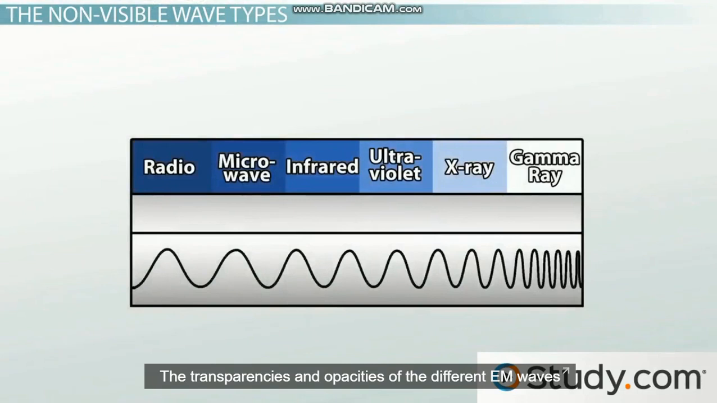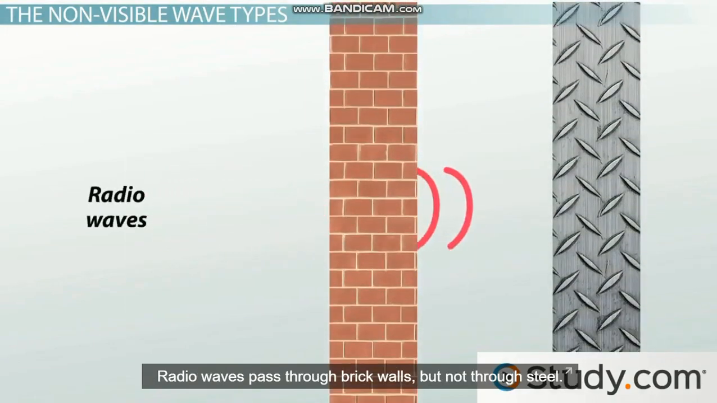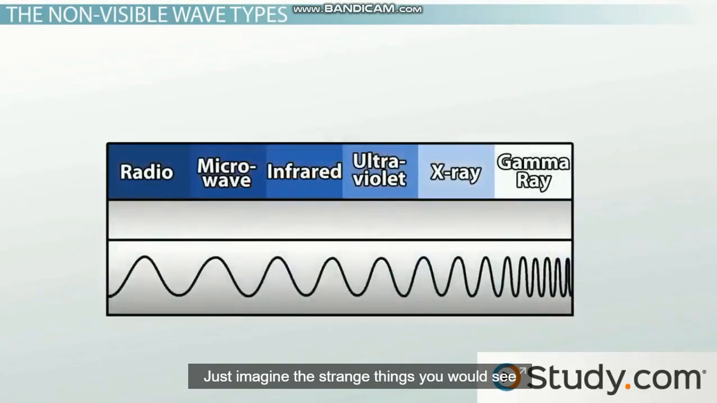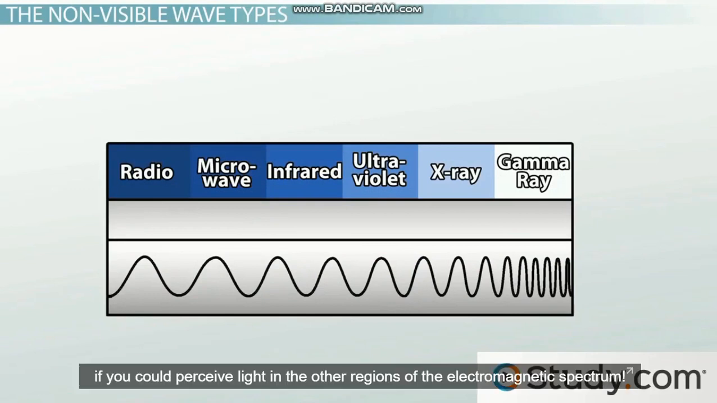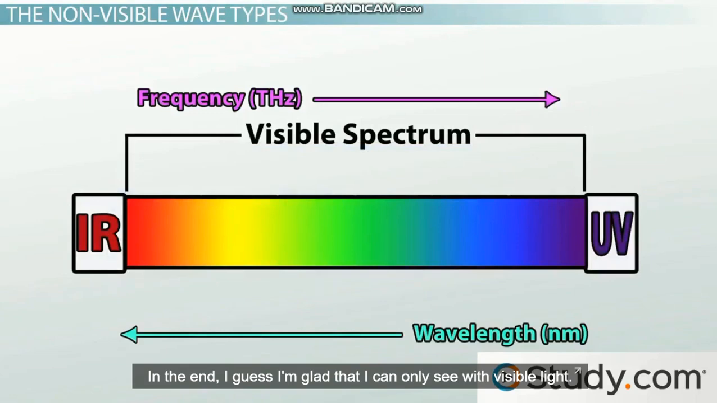The transparencies and opacities of the different EM waves dictate how we use modern technology and materials. Radio waves pass through brick walls, but not through steel. Gamma rays pass through outer space, but not through our atmosphere. Just imagine strange things you would see if you could perceive light in the other regions of the electromagnetic spectrum. What if you could see through the walls of a building and still be unable to see the skin of your hand? In the end, I guess I'm glad that I can only see with visible light.